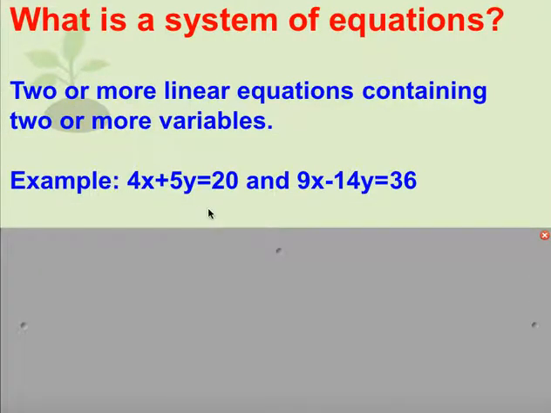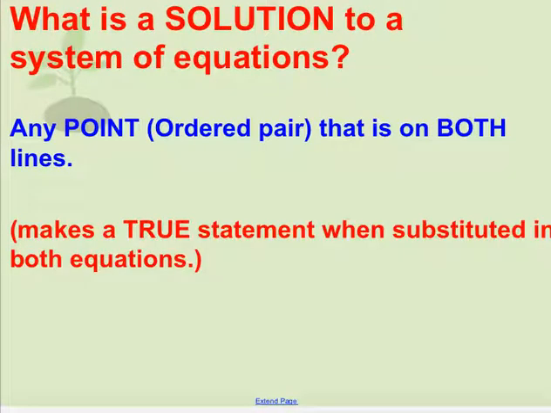So for example, we might see equations like 4x plus 5y equals 20 and 9x minus 14y equals 36. Now, a solution to the system is the point that is on both lines, so it makes a true statement for both equations.